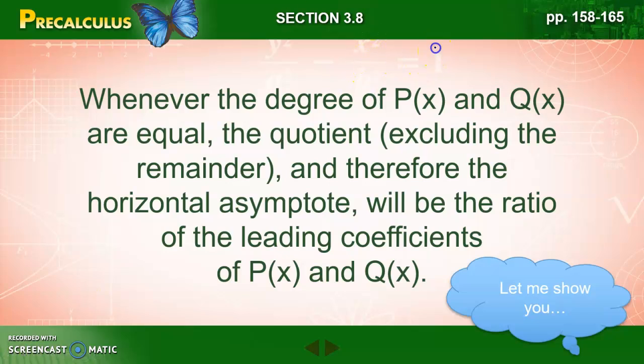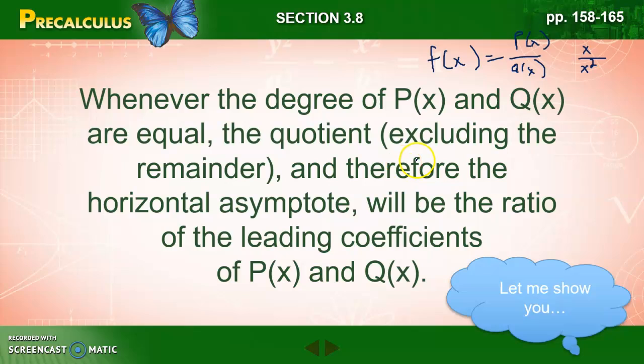Remember that our equation, if you will, for a rational function is f of x equals p of x over q of x, when q of x is not equal to 0. Well, we talked about a proper rational function is when the degree of p of x is less than the degree of q of x. So x over x squared, for example, would be a proper rational function. But there are times when the degrees of p of x and q of x are equal, so it's no longer a proper rational function.